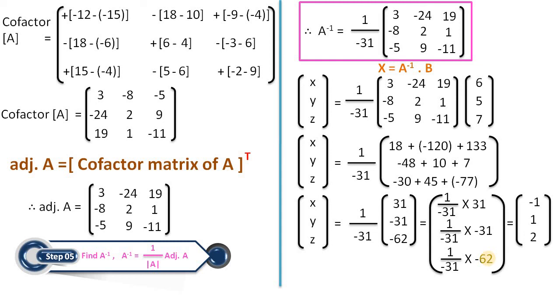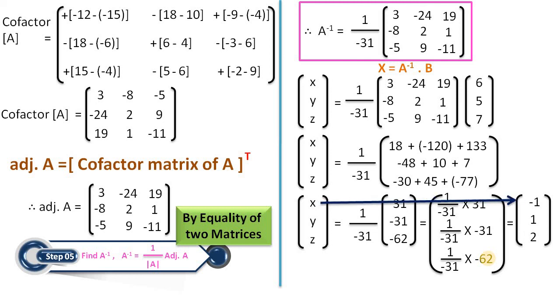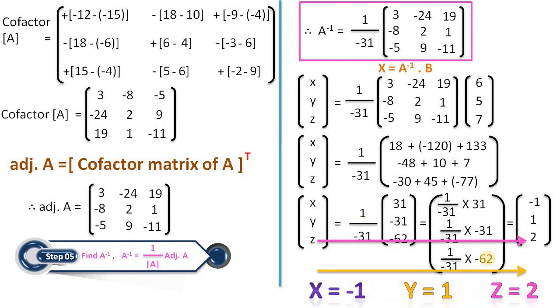So we are getting to the final step. What is it? To use the condition of equality of two matrices. Two matrices are equal if their corresponding elements are equal. So what do we get? X is equal to minus 1, y is equal to 1, and z is equal to 2. So this is the required solution of the given simultaneous equations using the matrix method.